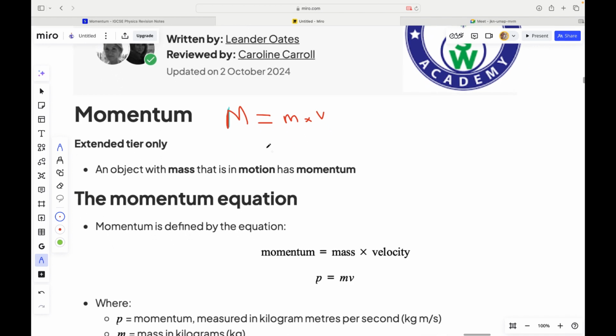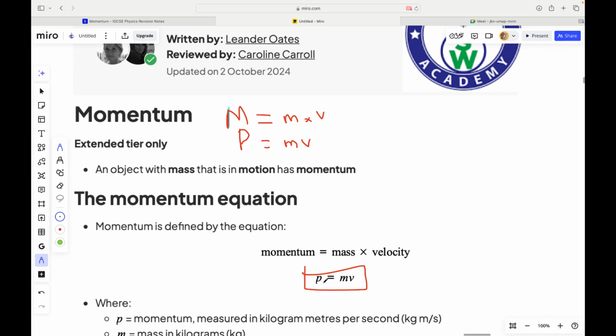We use a symbol that looks like P to represent momentum, which means momentum is mv. Momentum is the product of mass multiplied by the velocity, right? Mass multiplied by velocity, or mass multiplied by speed, we get the formula for momentum.